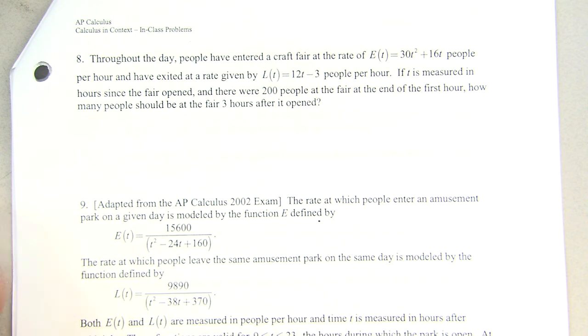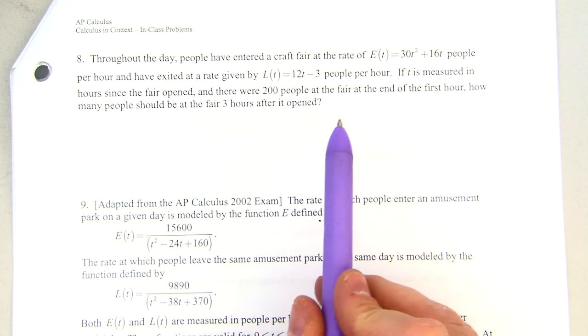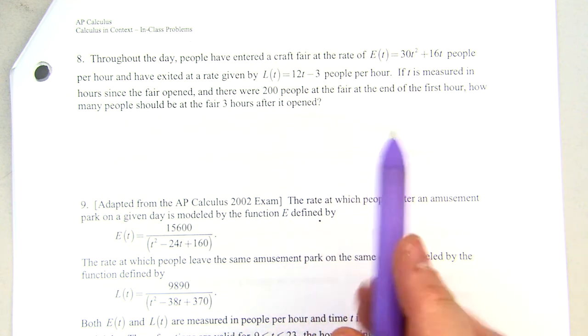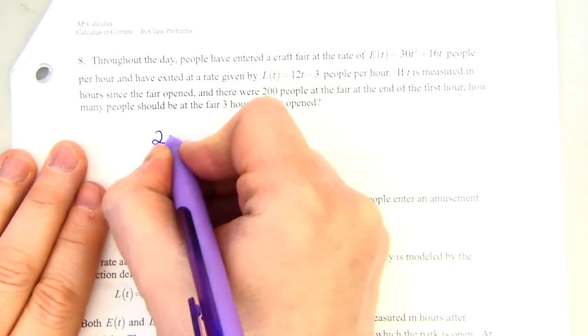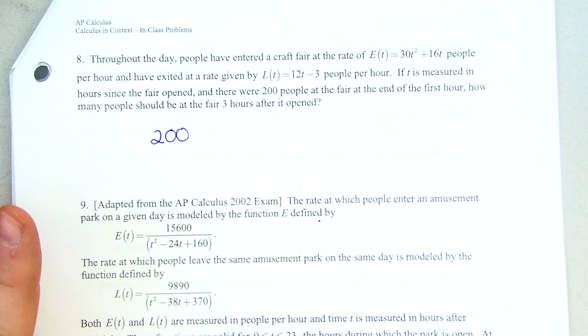How many people, so let's see, T is the hours since the fair opened. We know how many people were at the fair in the beginning. I think I need to factor that in here. I'm going to start with those 200 people. Not at the beginning, at the end of the first hour, but that will work.